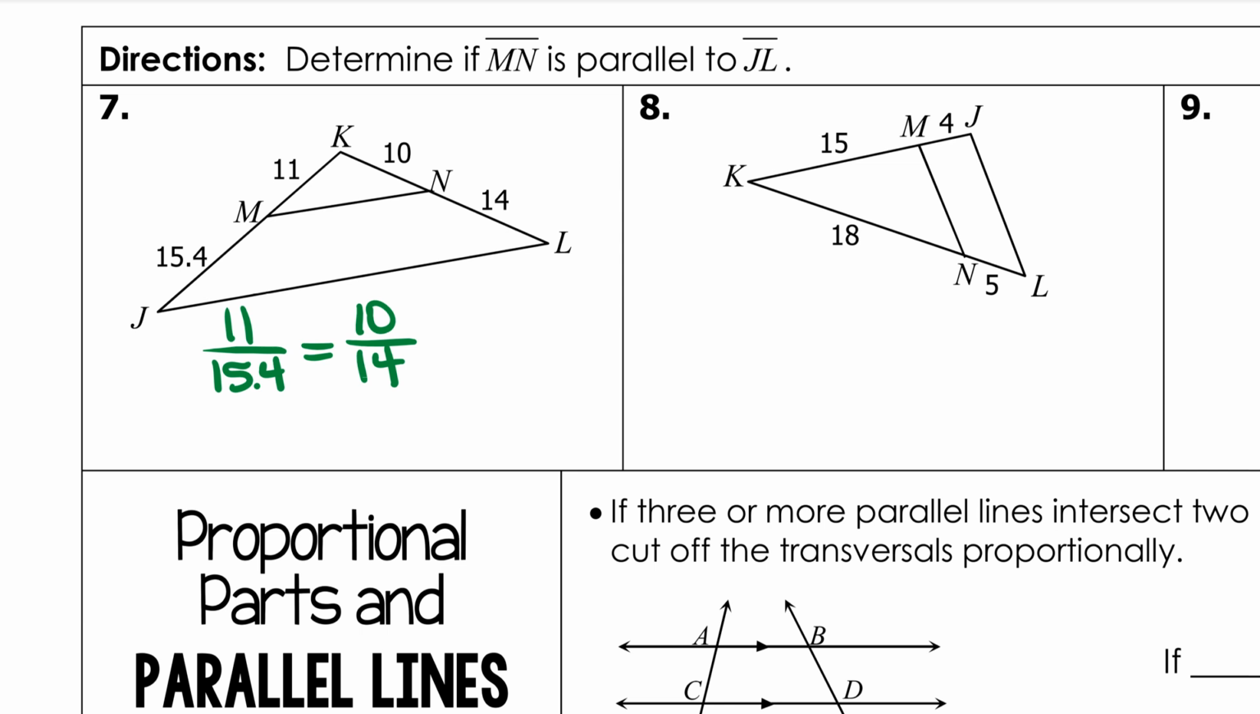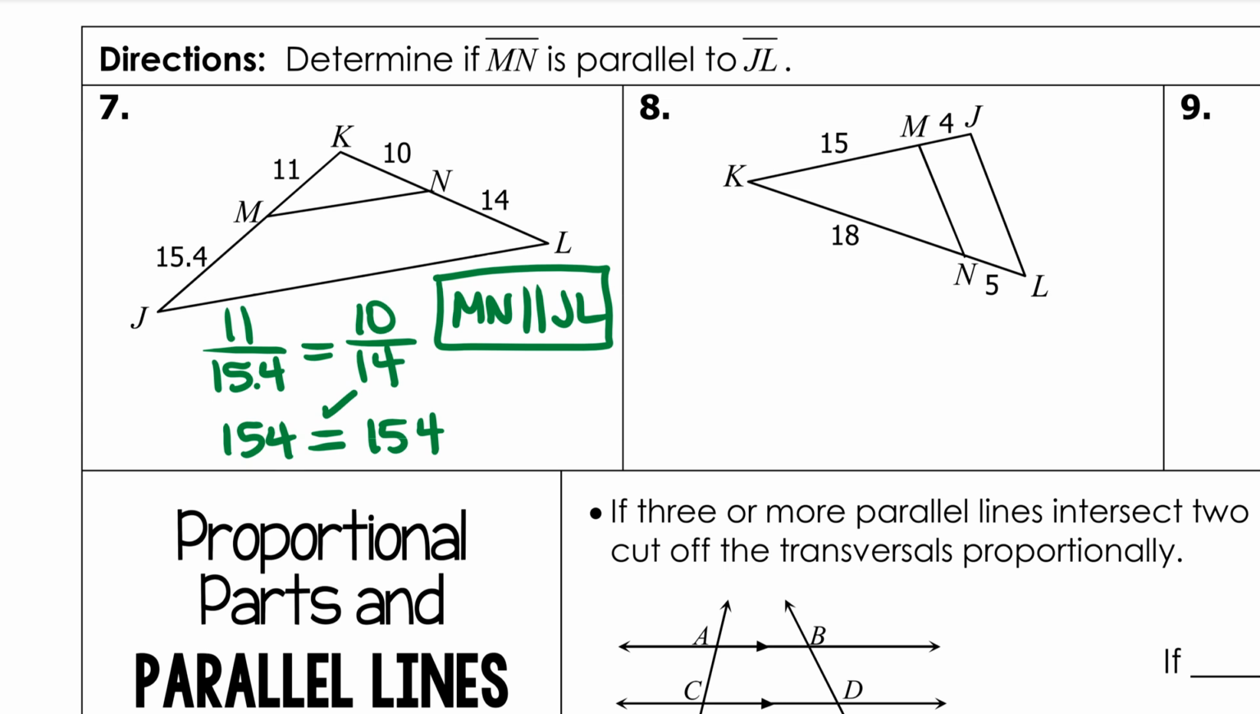If I go ahead and do 11 times 14, that's 154. And then when I do 10 times 15.4, that equals 154. So as long as when you cross multiply they equal each other, then yes, they are parallel. So you would say MN is parallel to JL.